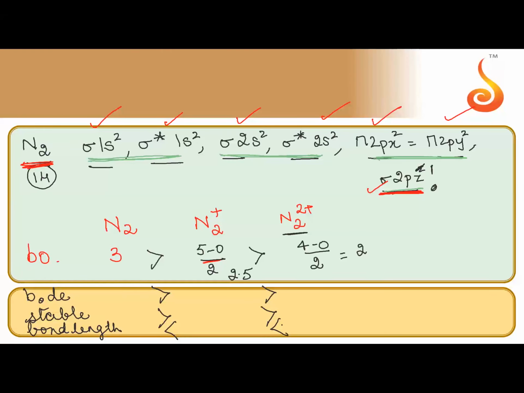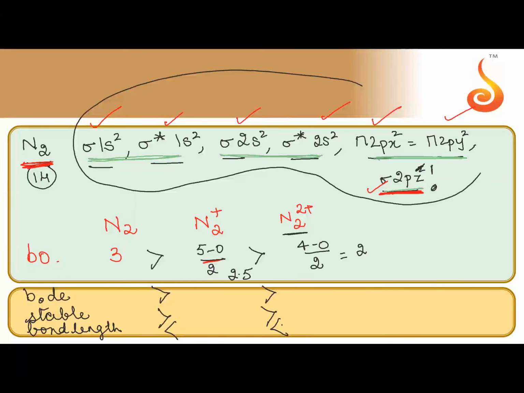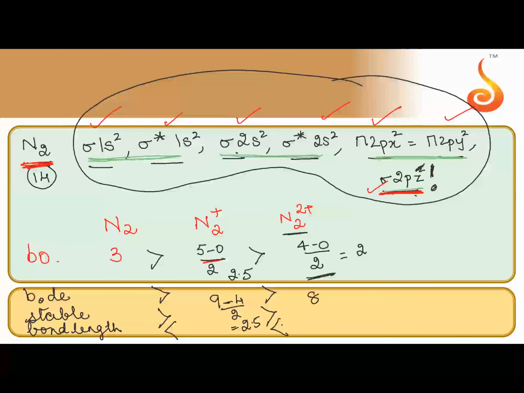Okay, someone here is asking, how did it become 0? So I did a shortcut here. There are two methods to calculate bond order. Either you count all the electrons, maybe that's what you were doing. In that case, you will get 9 here, so 9 minus 4 by 2, which is 2.5. And in this case, you'll be getting 8 minus 4 by 2, that is 2. Either way you follow, don't get confused. Whichever way you're following, that's fine. Both answers are correct.